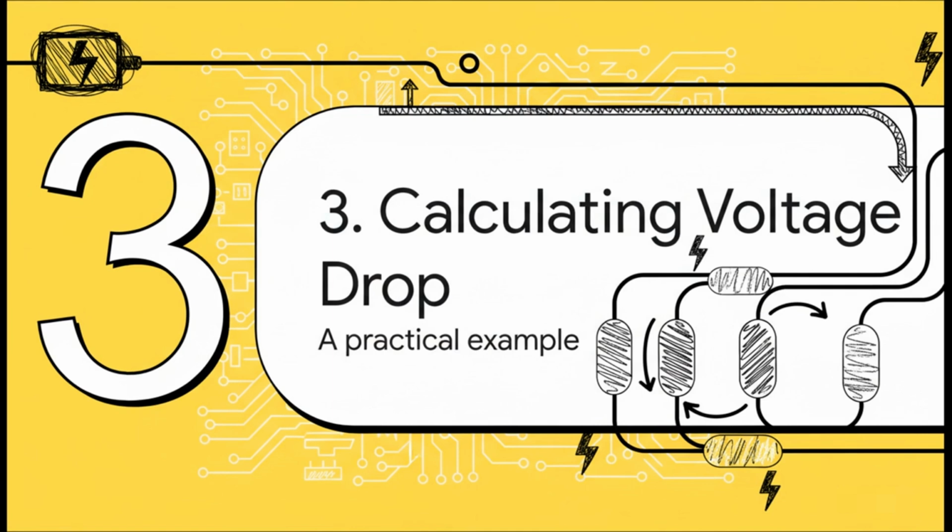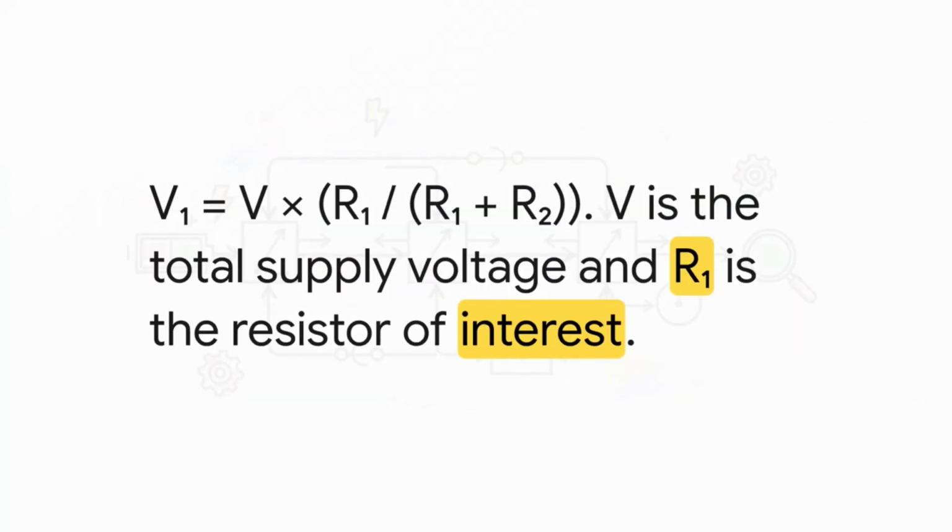All right, so now let's see how we can turn this idea into a simple, really powerful formula and actually apply it to a circuit. And here it is. The voltage across our resistor of interest, let's call it V1, is equal to the total supply voltage, V, multiplied by a ratio. And that ratio is just the resistance of our target resistor, R1, divided by the total resistance of the circuit, which in this case is R1 plus R2.